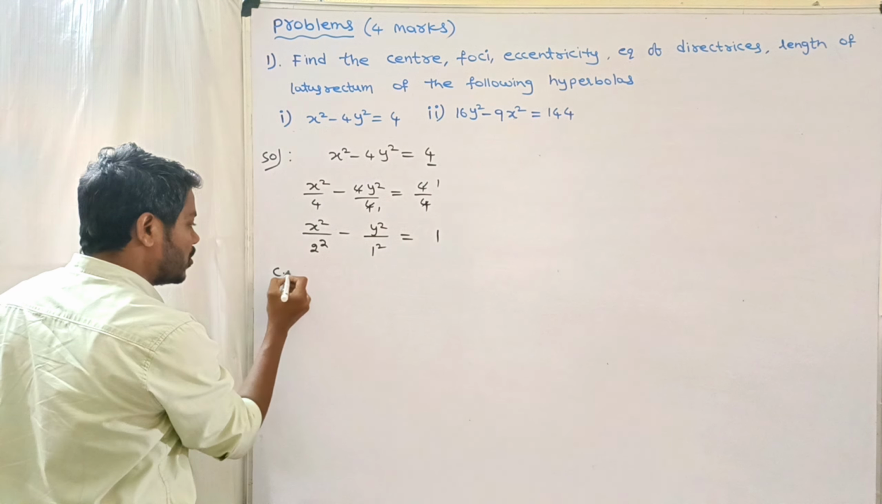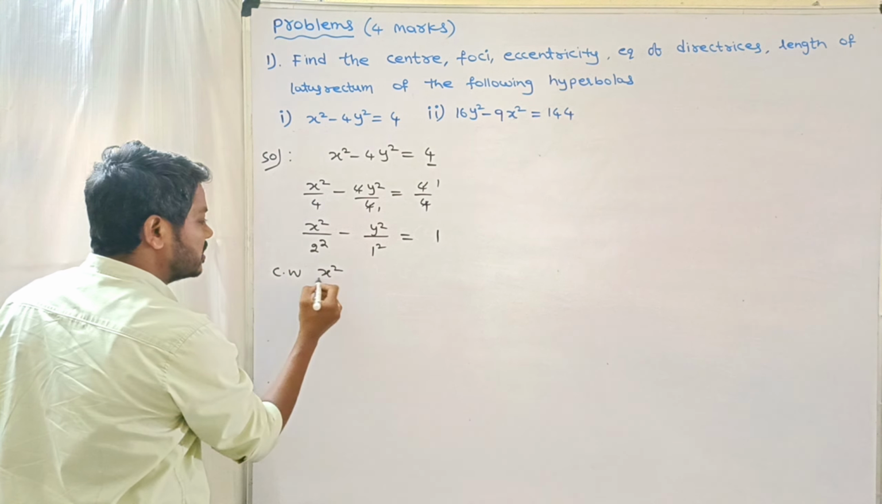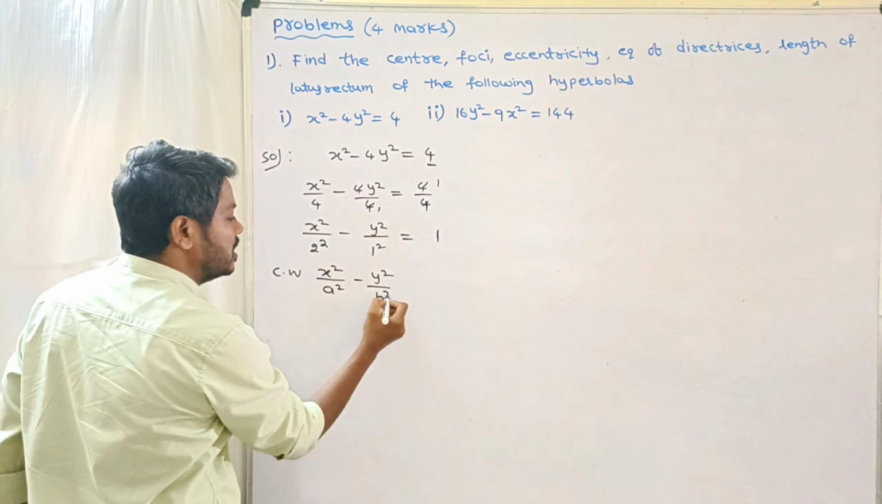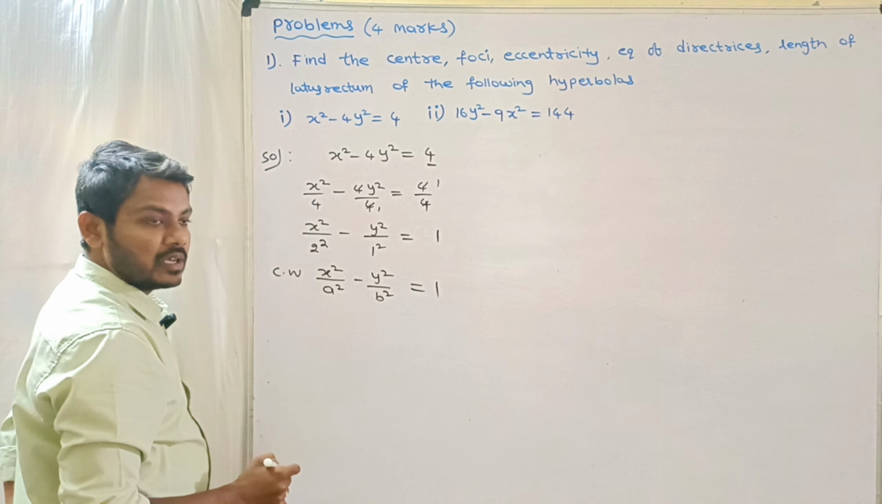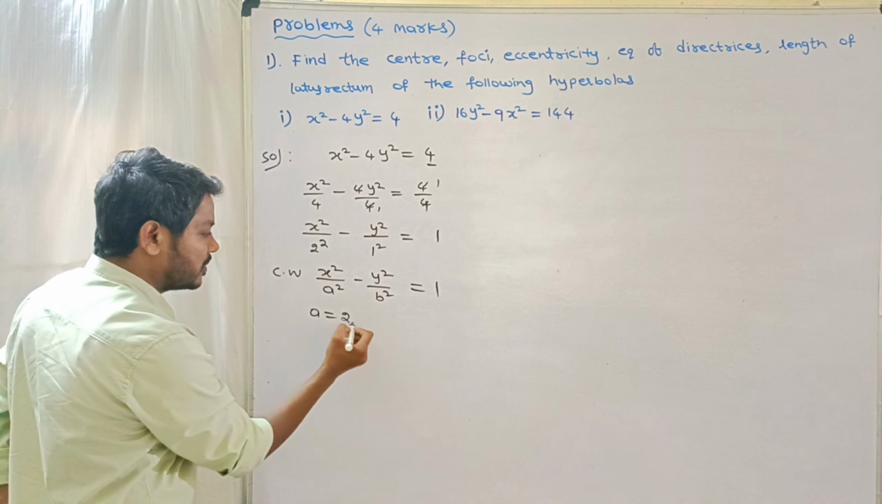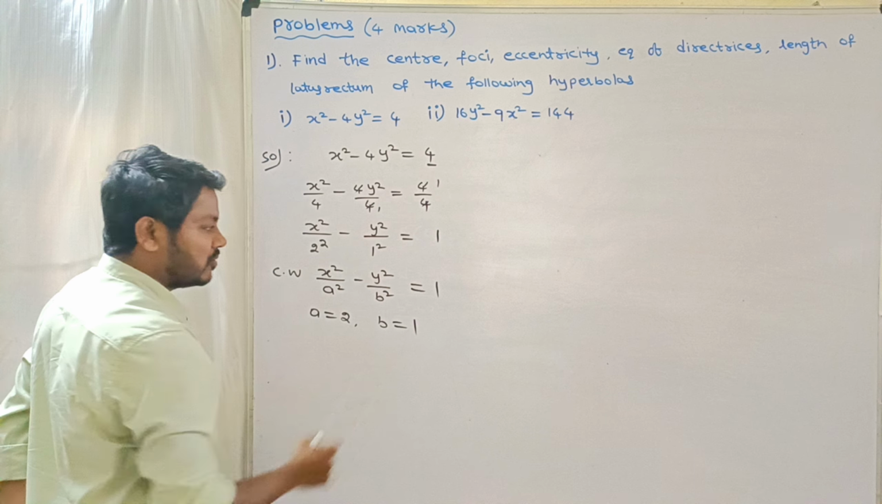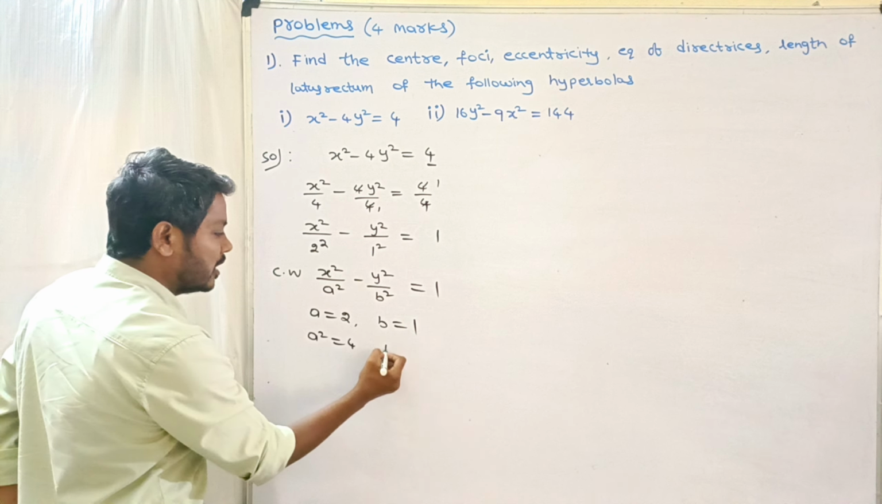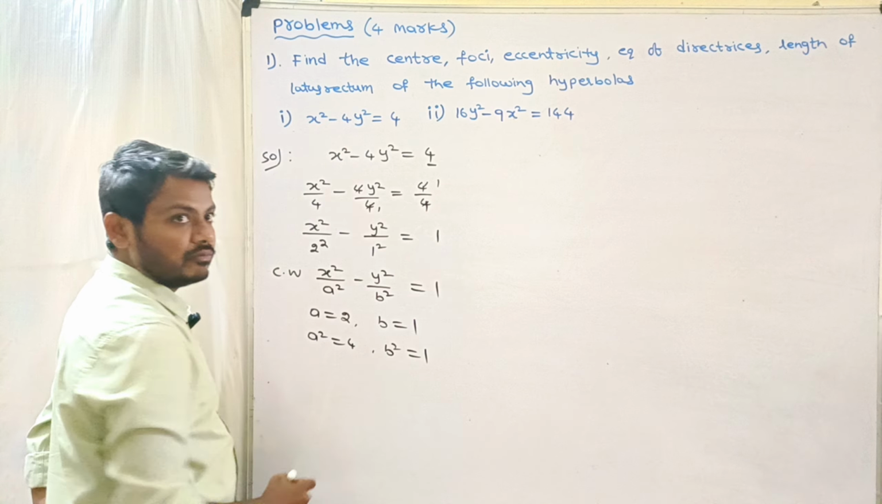So comparing the above equation with x square by a square minus y square by b square is equal to 1, clearly what is the value of a? 2. So a equals 2 and b is equal to 1. Similarly a square is equal to what? 4, and b square is equal to 1.